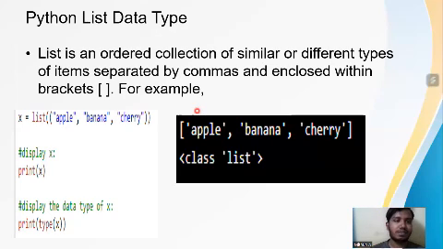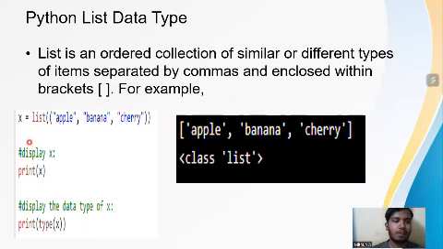So Python list. What is a list? A list is a collection of similar or different items, or values of any type. They are separated by commas, and enclosed within brackets, that is square brackets here. We can insert values here, and we can delete, or slice, or make whatever modification we want in the list.